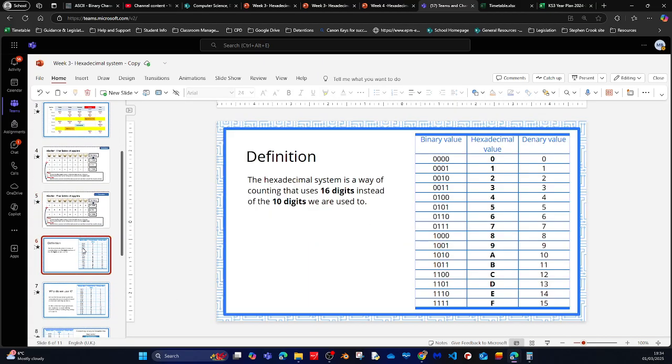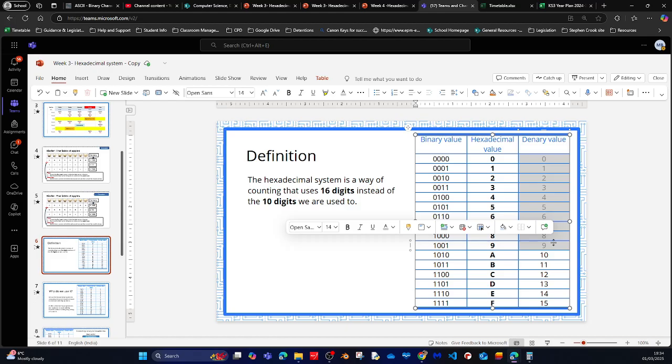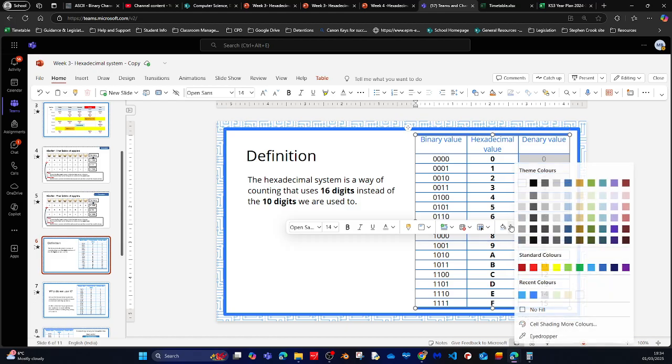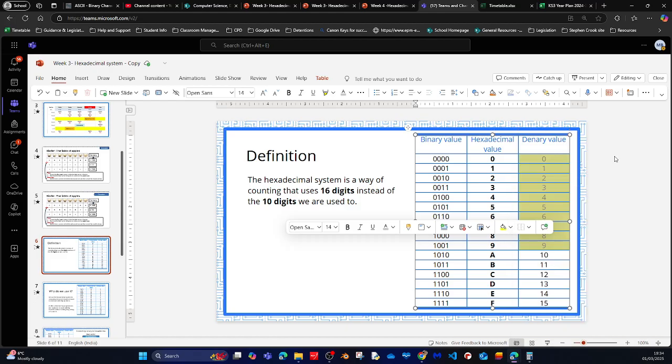So let's tackle the hexadecimal values, or the hexadecimal system. The hexadecimal system is a way of counting that uses 16 digits instead of the 10 digits we are used to. We are used to these digits here, 0 all the way to 9. Okay, we are used to these ones.